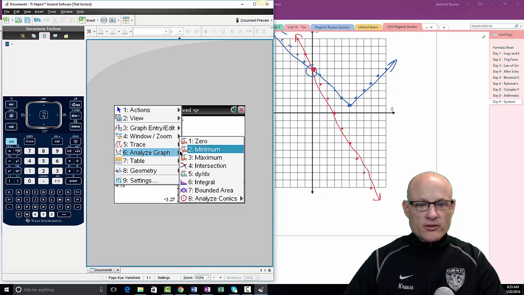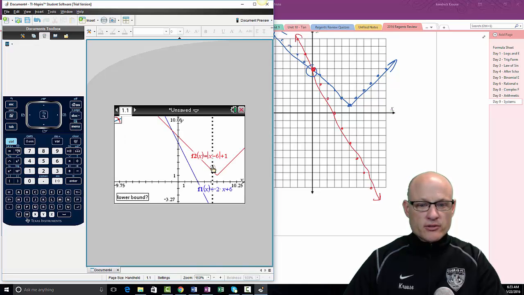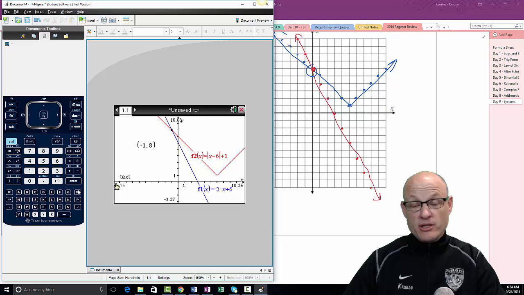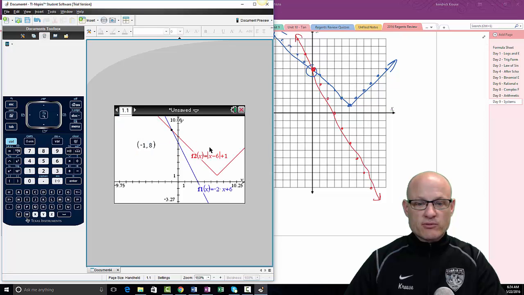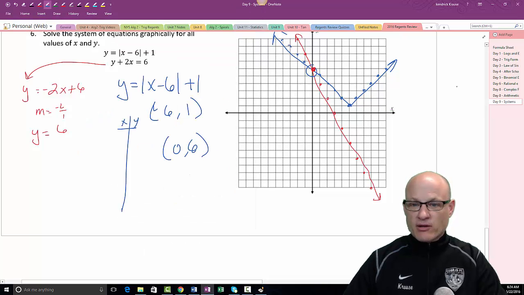Menu, analyze the graph, intersection, click, click. I got a problem. I got negative 1, 8. I did not mean to make that mistake. Let's see who's right. Negative 2x plus 6, negative 2x plus 6, x minus 6 plus 1, minus 6 plus 1. I'm going to guess my graph is off.